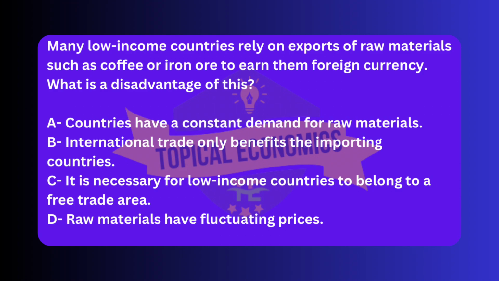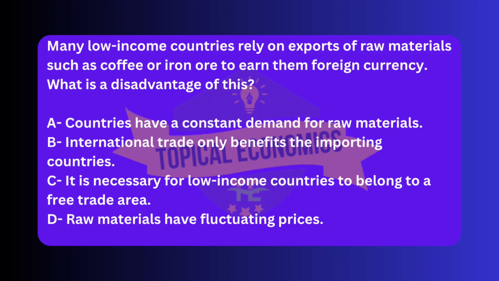One of the main disadvantages of relying on the export of raw materials, such as coffee or iron ore, for foreign currency is that the prices of these commodities can be very volatile. The prices of raw materials often fluctuate due to global demand, weather conditions, political events, and other factors. This makes it difficult for low-income countries to predict their income from exports, and they may face periods of low revenue when prices drop. Such fluctuations can destabilize their economies, especially when they depend heavily on just a few types of exports. Analyzing the other options.